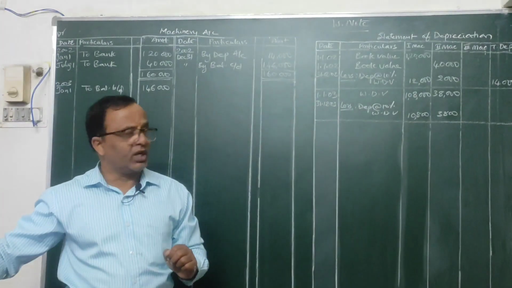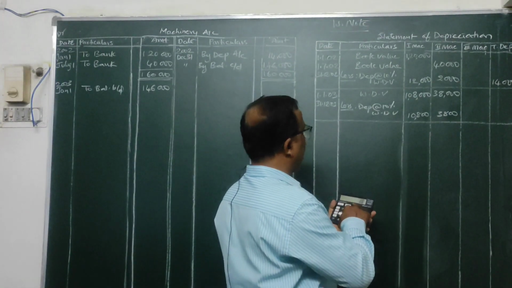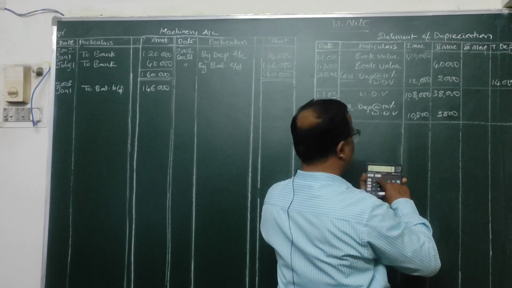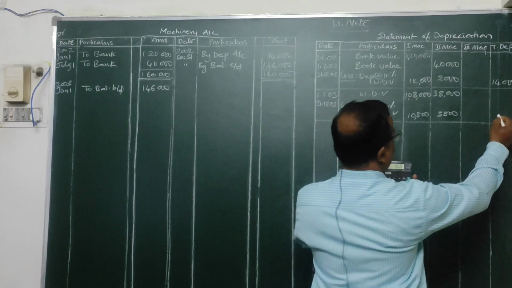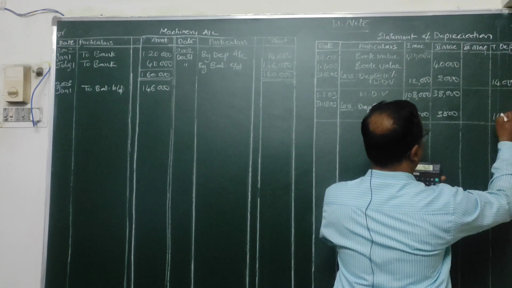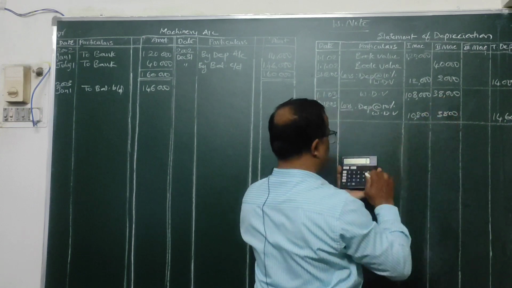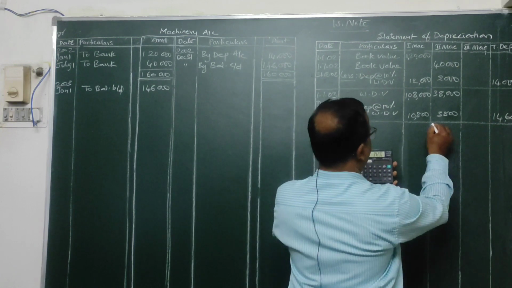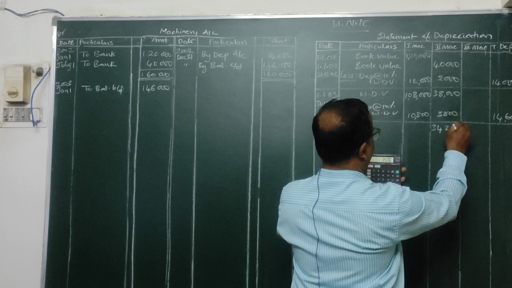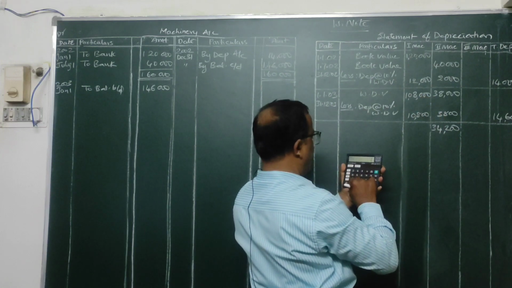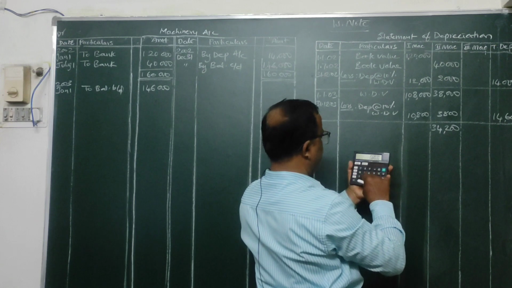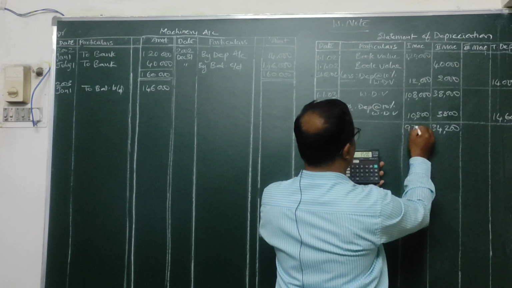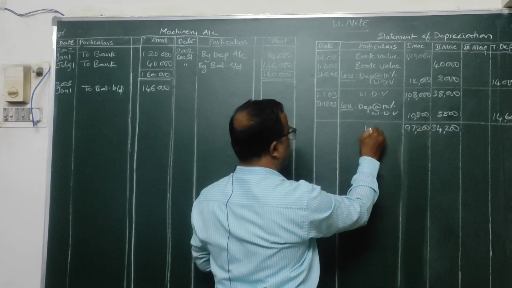it will be 3,800. Now check it. 10,800 plus 3,800, total depreciation is 14,600. So from this you subtract this one: 38,000 minus 3,800 will be 34,200. Whereas from this, 1,08,000 minus 10,800 will be 97,200. So this is your written down value.